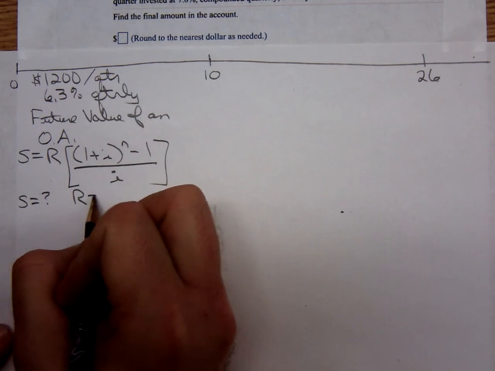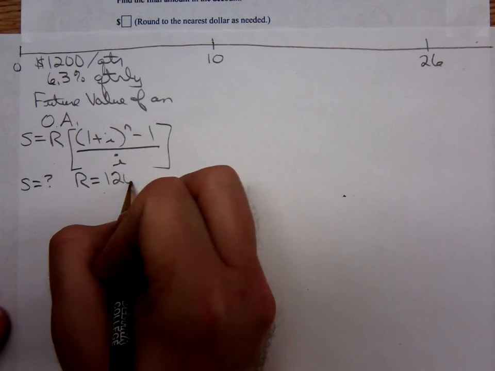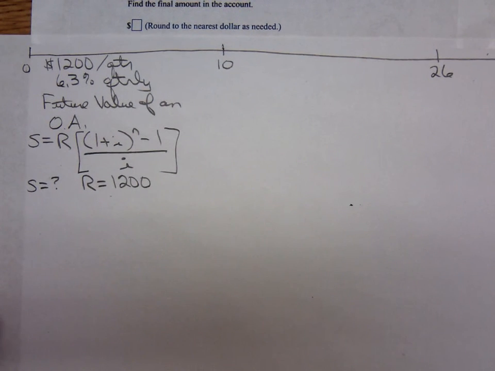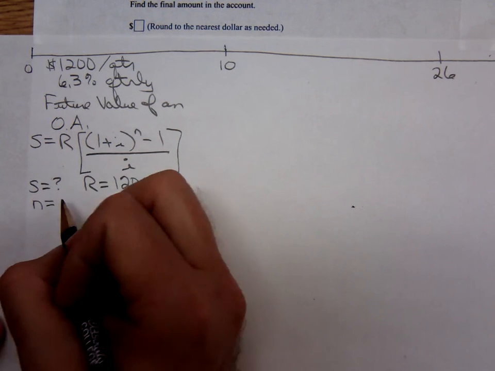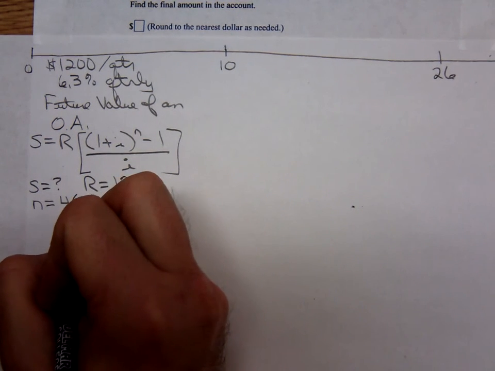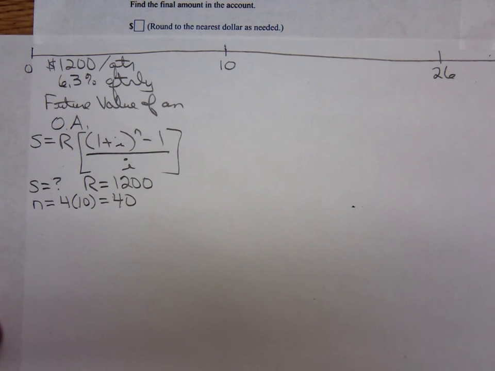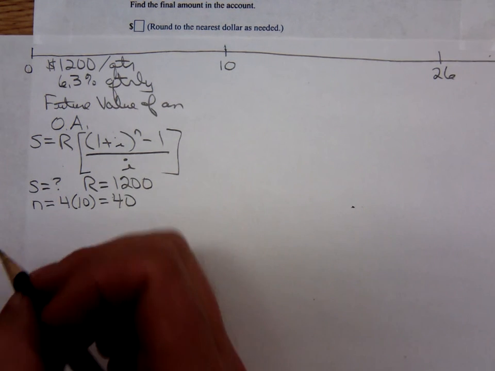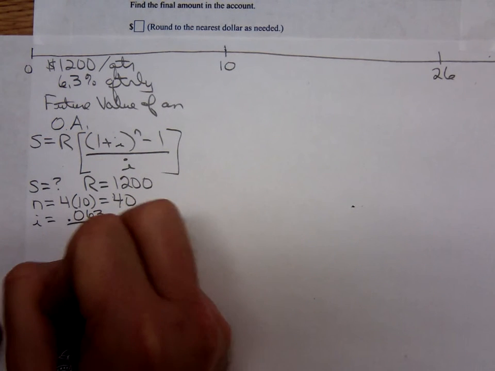The amount of the payment we're making is $1,200 deposits per quarter, and we're doing it for 10 years, 4 payments a year for 10 years, so there are 40 total contributions, and the interest rate is 6.3% compounded quarterly. So you take the 0.063 and you divide it by 4.